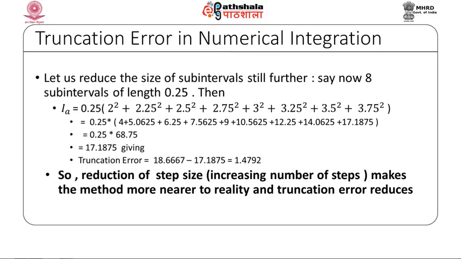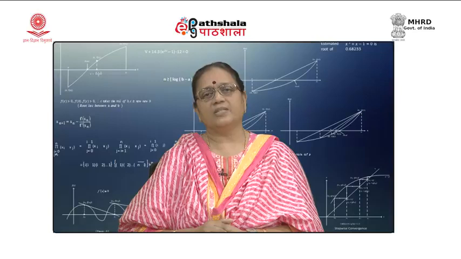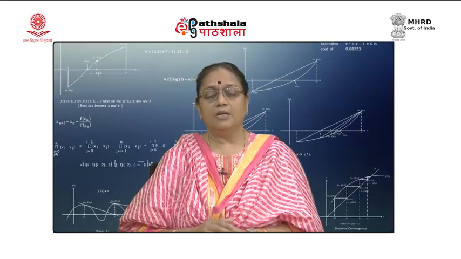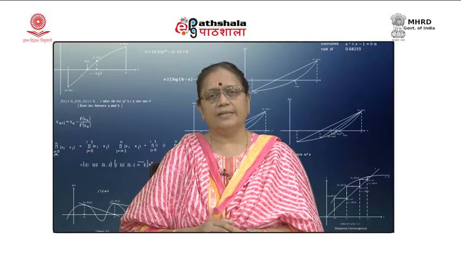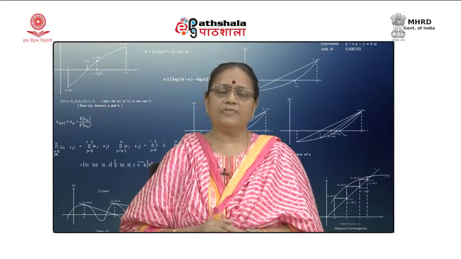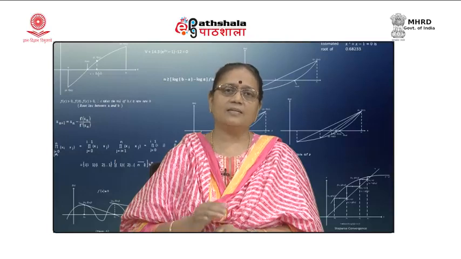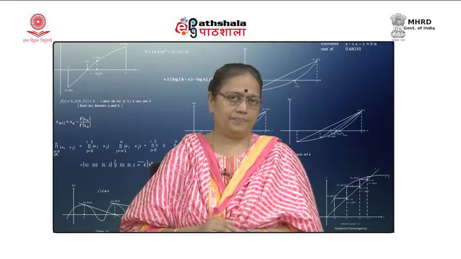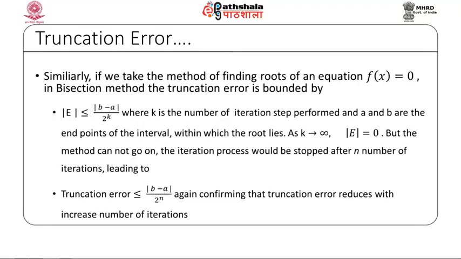See, what we have learned from both the previous examples is increasing the number of steps, reducing the step size, the step is here width of the rectangle. So, increasing the number of steps and reducing the step size reduces the truncation error. Our job is, we would like to reduce the numerical error. So, truncation error can be reduced by increasing the number of steps and reducing the step size.